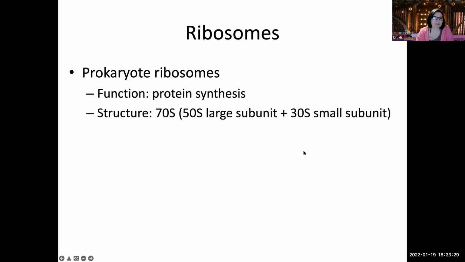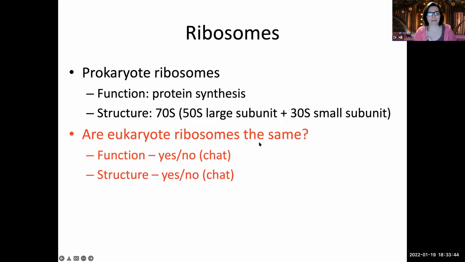Next, we come to the ribosomes, the prokaryotic ribosome. Its function was protein synthesis. Its structure was the 70S size, actually meaning density. And it's made of two subunits, the large 50S and the small 30S subunit. Is the function of the eukaryotic ribosome the same? Yes or no?